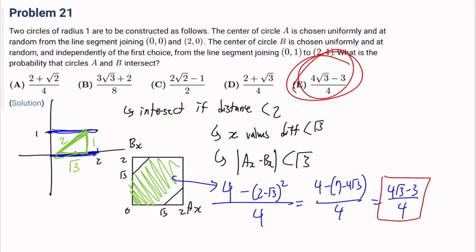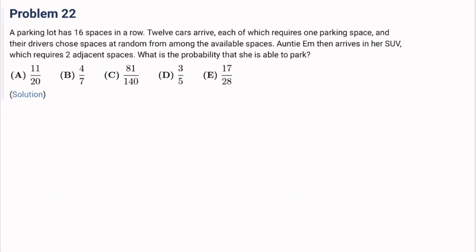It's E. Number 22. A parking lot has 16 spaces in a row. 12 cars arrive, each of which requires 1 parking space, and their drivers choose spaces at random from among the available spaces. Auntie M then arrives in her SUV, which requires 2 adjacent spaces. What is the probability that she is able to park?